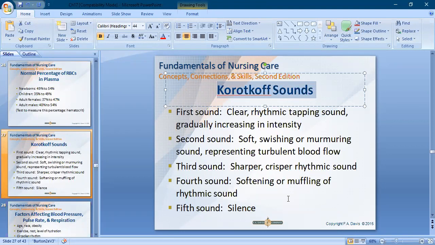If you do not understand, when you come to our simulation lab, I will show you what Korotkov sound is. I will show it in our simulation lab, or in the hospital when you go for clinical. Korotkov sound. Okay, go next.